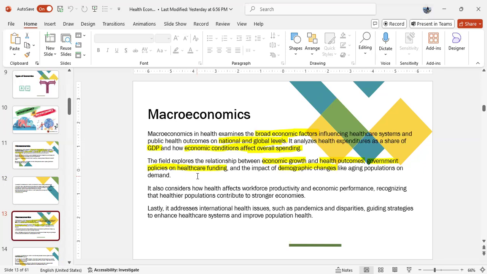It also considers how health affects workforce productivity and economic performance, recognizing that healthier populations contribute to stronger economies. Lastly, it addresses international health issues such as pandemics and disparities, guiding strategies to enhance healthcare systems and improve population health.